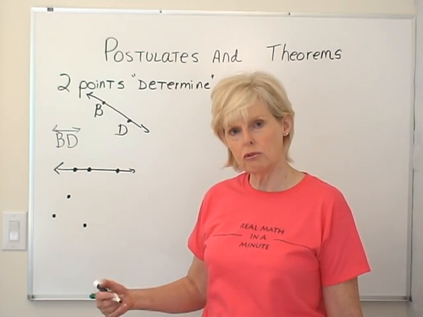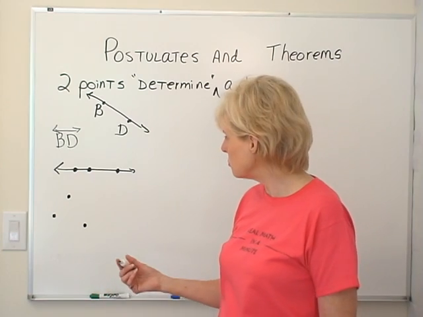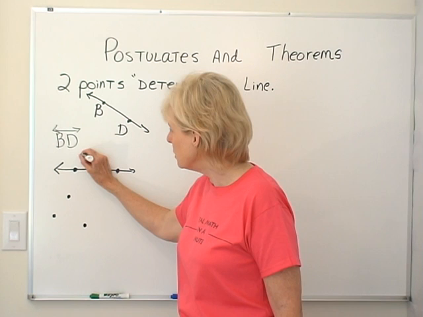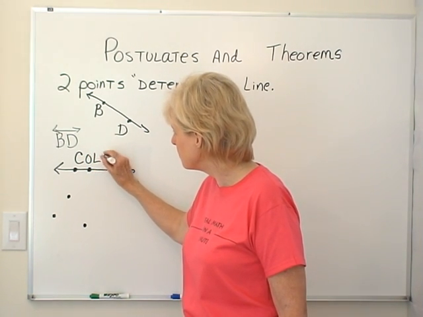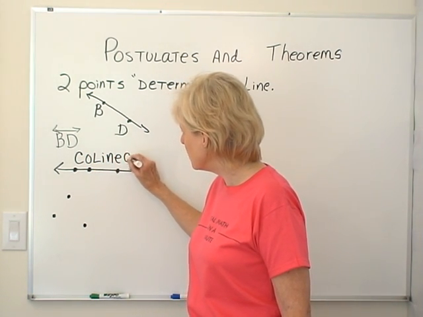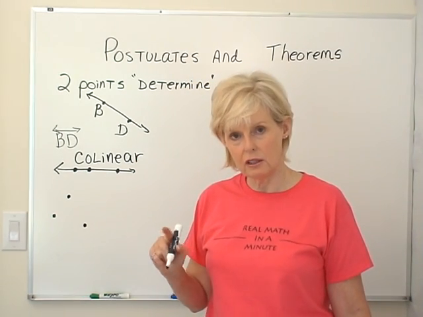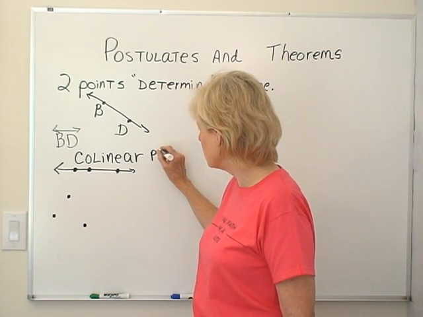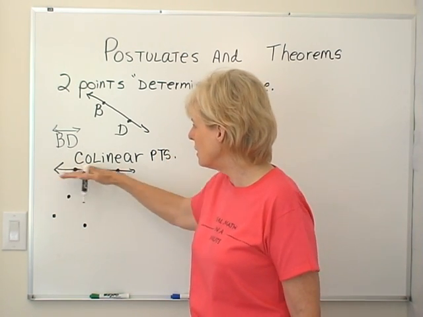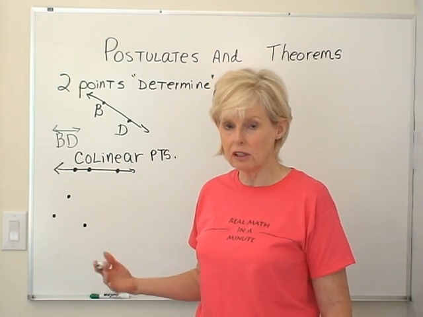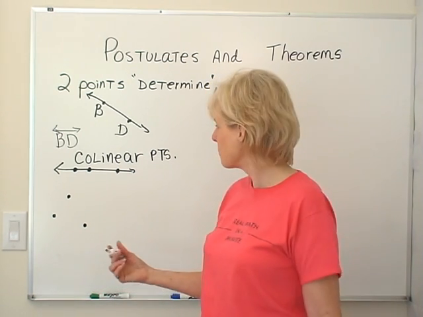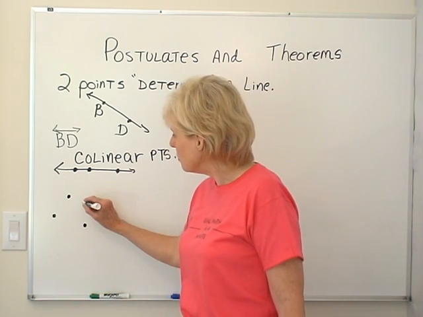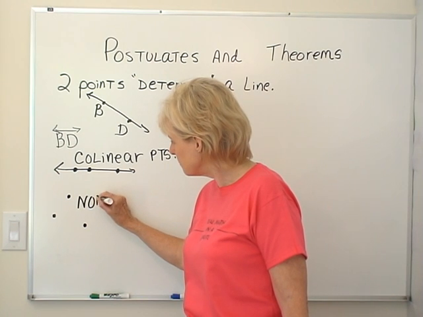So that leads us to another definition I want you to learn. These points that are in a straight line are called collinear points. You see the word line in there. Collinear points are points that lie on the same line. Collinear, they lie on the same line. 3 points that do not lie on the same line are called non-collinear.